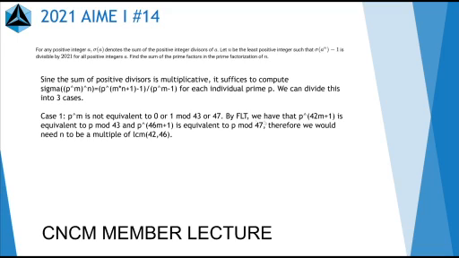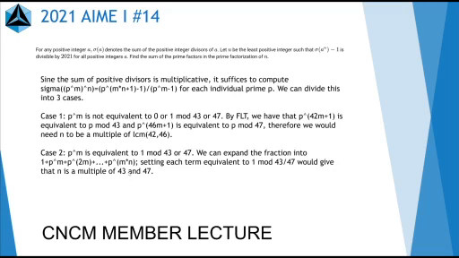We can use Fermat's theorem to get that p to the 42m plus 1 is equivalent to p mod 43, and p to the 46m plus 1 is equivalent to p mod 47. Therefore we need n to be a multiple of the least common multiple of 42 and 46. The second case is that p to the m is equivalent to 1 mod 43 or 47. So we can expand the fraction into 1 plus p to the m plus p to the 2m and so on, plus p to the m times n. Setting each term equivalent to 1 mod 43 or 47 will give that n is a multiple of 43 and 47.